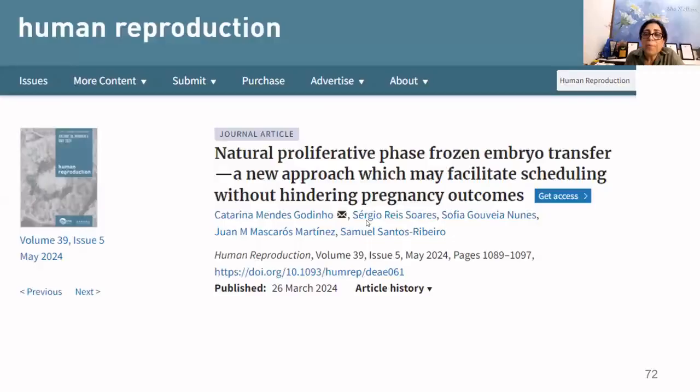So this was their paper published. They first presented their work from 2021 onwards in different meetings, and then it was published in 2024. And they said it is a new approach which may facilitate scheduling without hindering pregnancy outcomes.